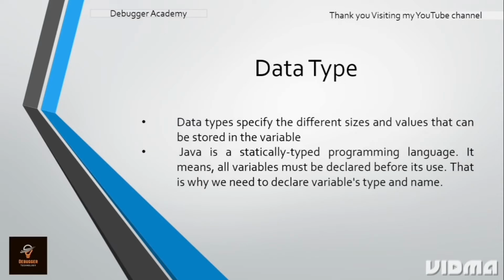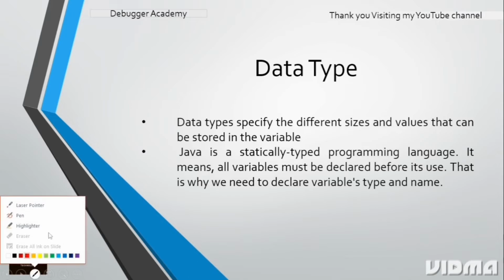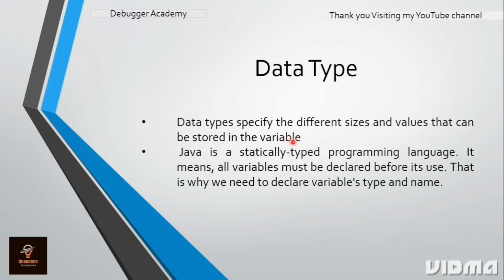Today's topic is data type. We'll understand what is meant by data type and how we can use it in programming. So basically, let's look at the definition. Data type specifies the different sizes and the values that can be stored in a variable. So when we declare any variable in programming, we have to specify its size and value.